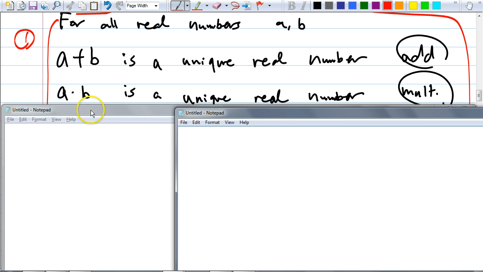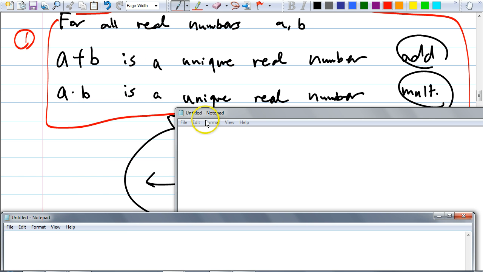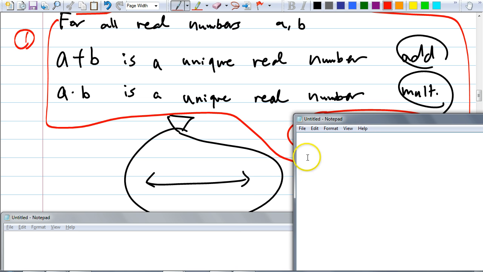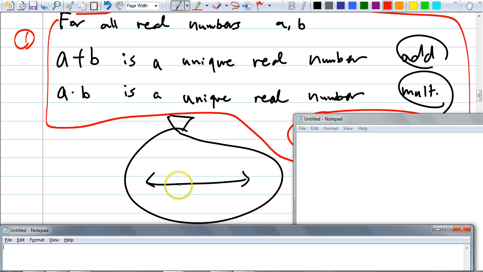Let me see if this will help you. I drew this picture. It's a bag. It's not a smiley face. Inside a bag, you have a real number line here. So in other words, I couldn't write down all real numbers, but in this bag, you have real numbers. When you pick any two of these numbers and add them together, will you be able to find that answer inside of this bag? Yeah, and it's going to be unique, meaning it's always the same answer. 2 plus 3 is always 5.